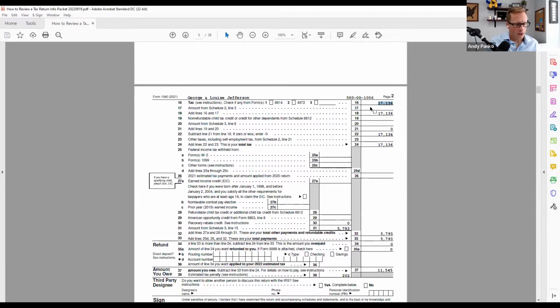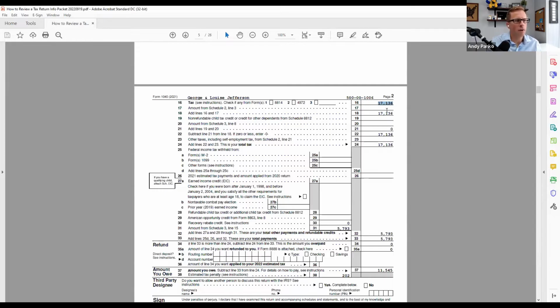Skipping over some stuff here. Line 17, if there are other taxes, namely this is just alternative minimum tax. This really only applies currently, while we're in the Tax Cuts and Jobs Act, to people who have incentive stock options and exercise them during the year.